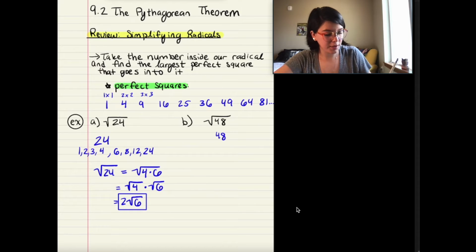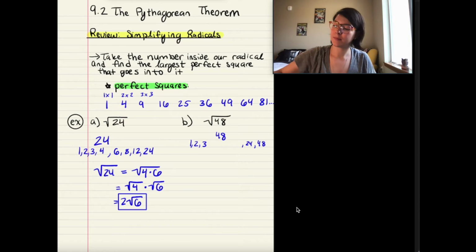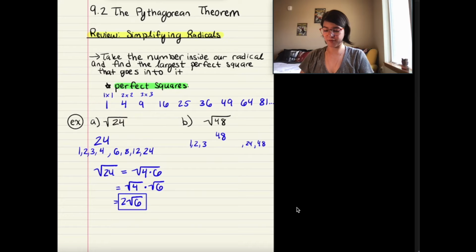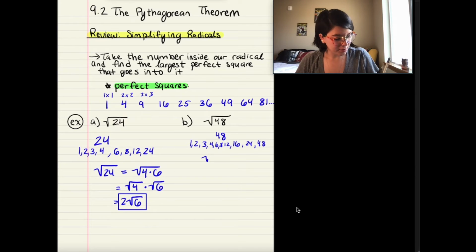So if we split 48 into our factors, we have 1 times 48, 2 times 24, 3 times, and don't be afraid if you have to use your calculator because I do too. Sometimes I don't remember all my factors. 48 divided by 3 is 16, 4 and 12, and 6 times 8. Alright, looking at this, looking for perfect squares, 16 is a perfect square. That's 4 times 4. So we can break up our radical into 16 times 3.